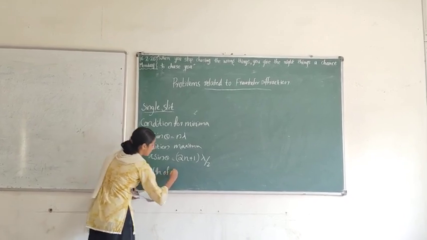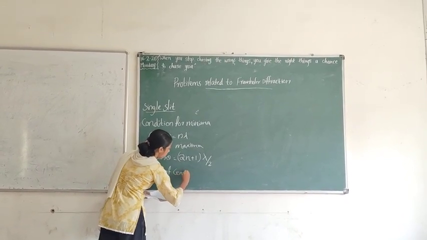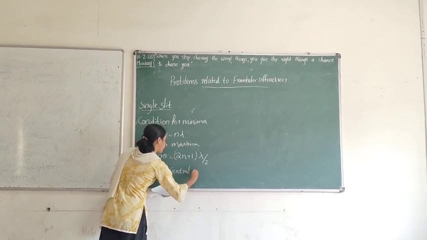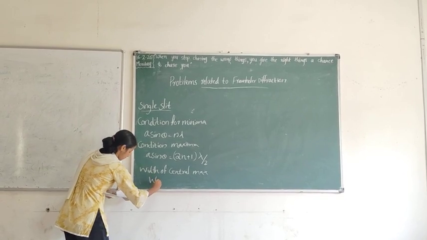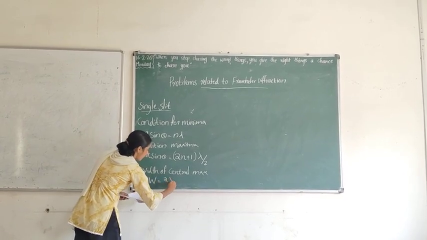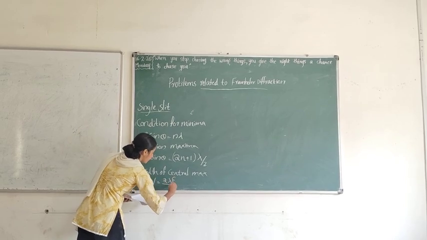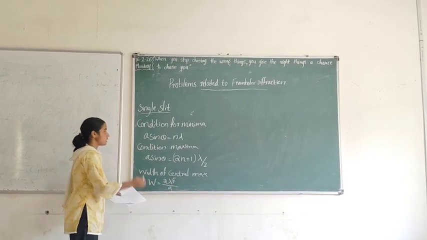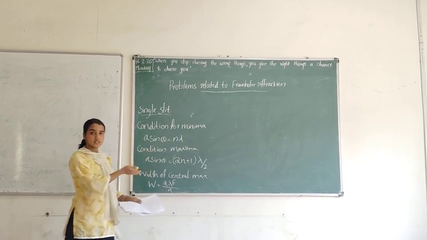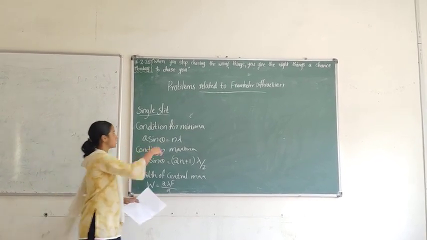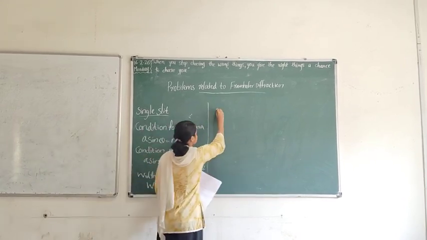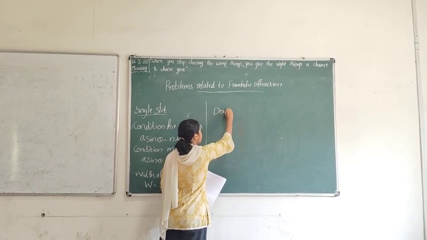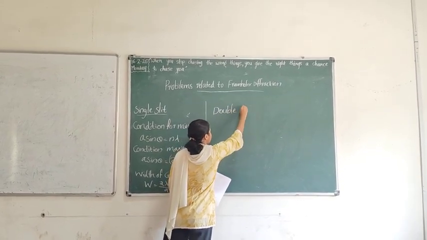Width of central maximum is W is equal to 2 lambda f by a. These equations were already discussed in the previous session, so it's just a quick recap. The next is double slit. The equations related to double slit.